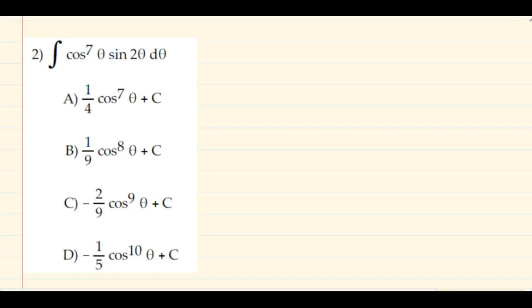The second problem on the quiz had the integral of cosine of theta to the 7th power times sine of 2 theta d theta. So one of the things that we're going to do is change that sine of 2 theta. So that becomes cosine to the 7th power of theta. And then sine of 2 theta becomes 2 cosine theta sine theta. And I still have my d theta.